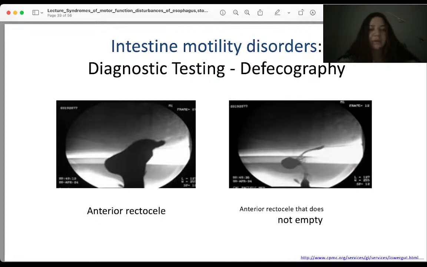Okay, one more method. It is an X-ray picture that we name defecography. And as an example, you see here on the first picture an anterior rectocele, and an anterior rectocele that does not empty.